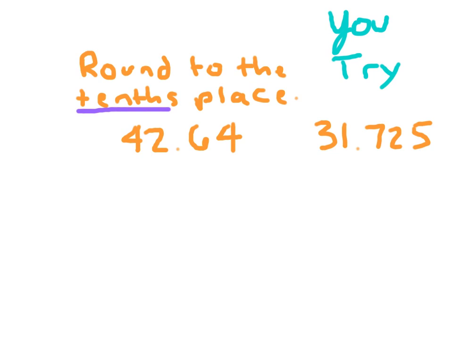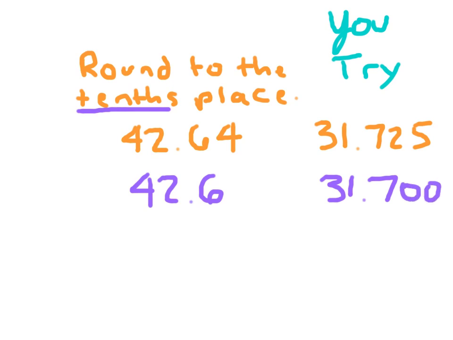Did you write tenths place numbers? Did you write 42.6 or 42 and 6 tenths? And did you write 31.7? Maybe you accidentally wrote those zeros in. Did you erase them both? That's rounding to the tenths place, and that's why we have 2 tenths place numbers. Let me give you a few more.